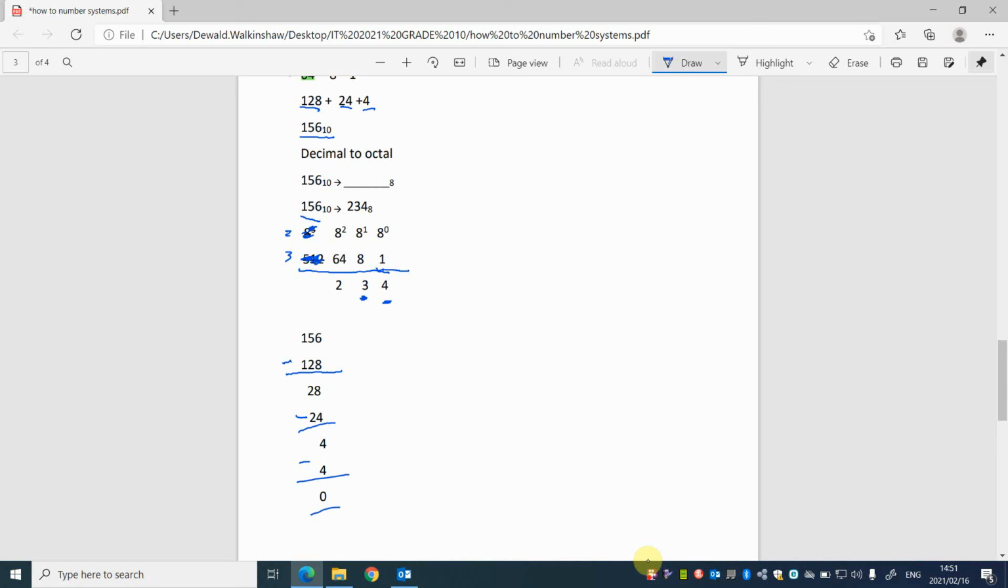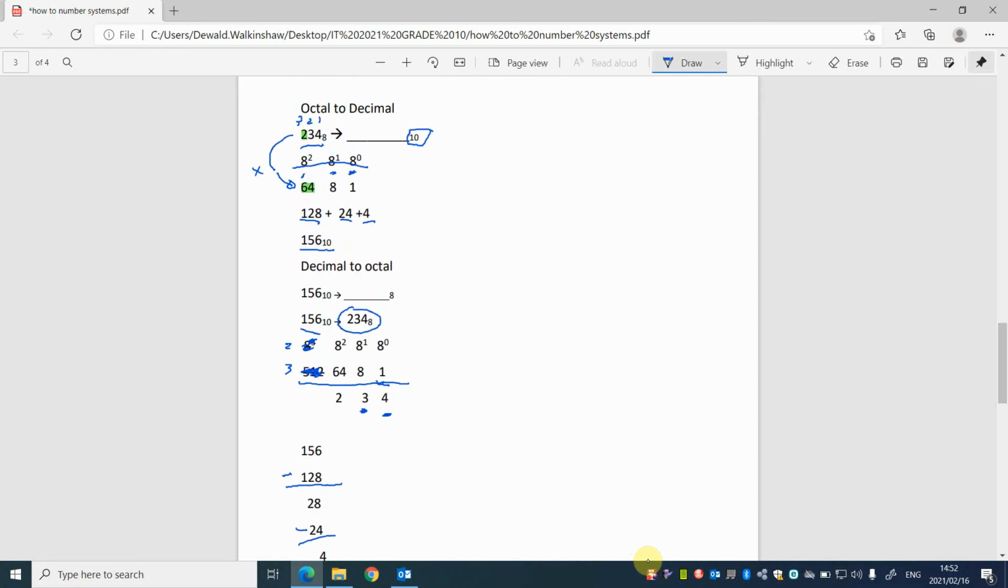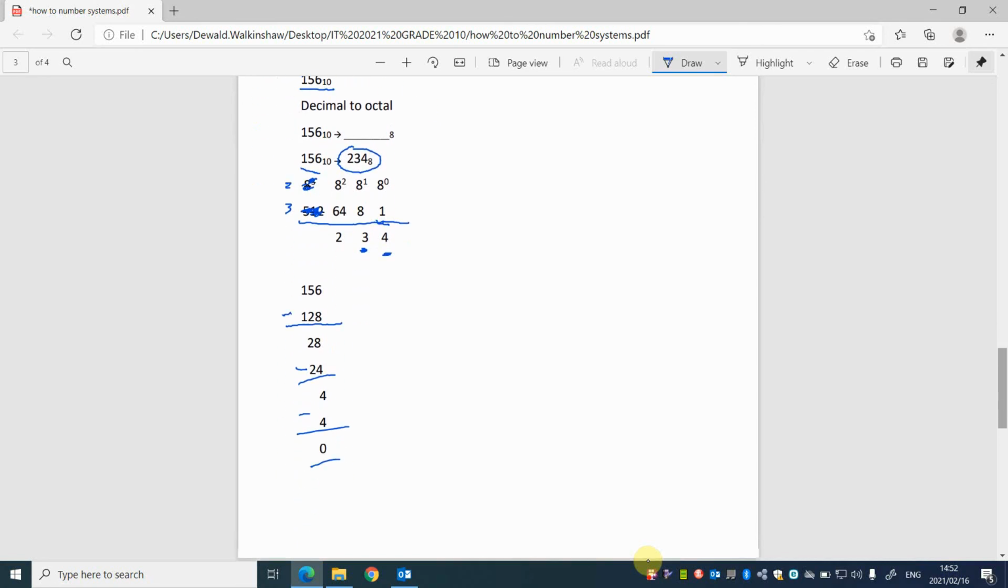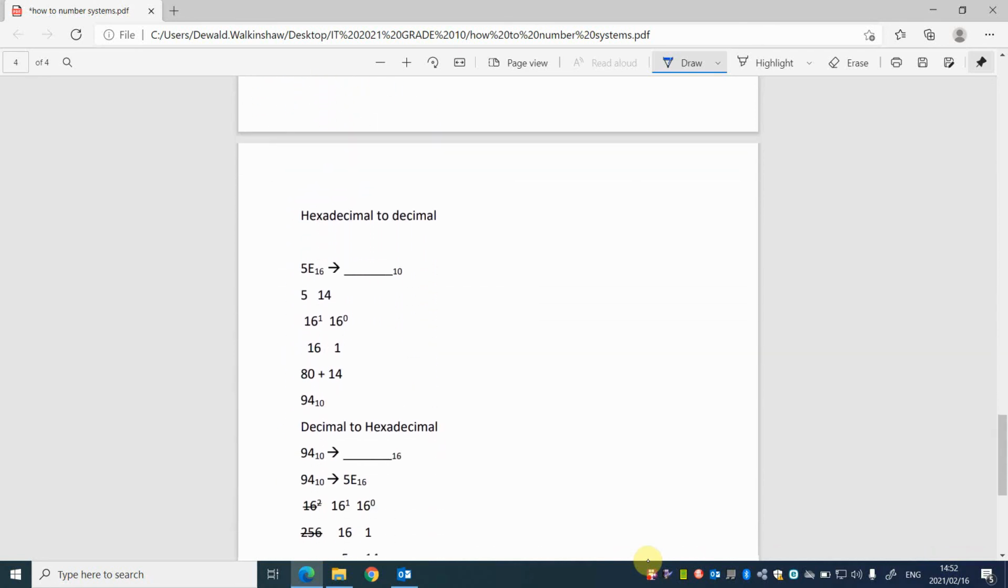So your octal number should be 2, 3, 4 to the base of 8, like written over here. And if you compare that to the one above, 2, 3, 4 is over here and 2, 3, 4 is over here. So we know we are on the correct path.